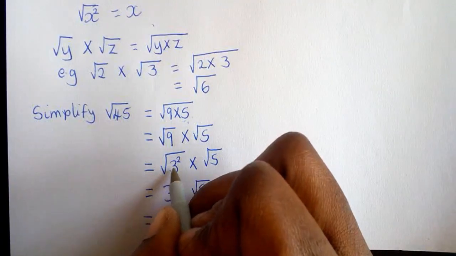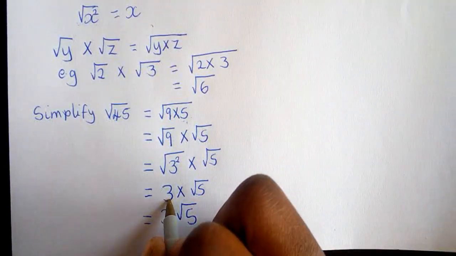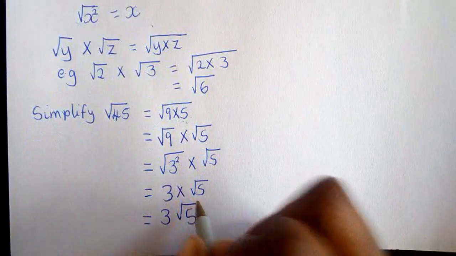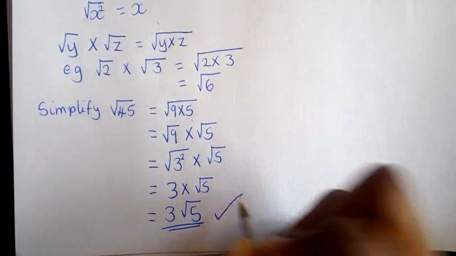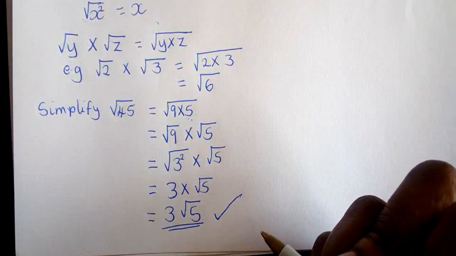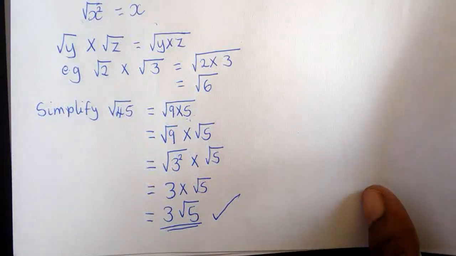Then equal to the square root of 3 squared. According to this rule, the square root of a square number is the number. This is equal to 3 times the square root of 5, which is equal to 3 root 5. So we have simplified the root of 45. Now let us work out another example.